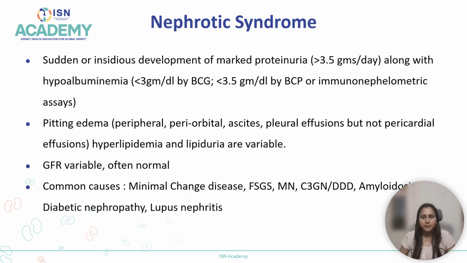Nephrotic syndrome is a pentad of edema, hyperlipidemia, lipiduria, hypoalbuminemia, and proteinuria. Usually, nephrotic range proteinuria constitutes more than 3.5 grams of proteinuria per day. GFR is usually normal or sometimes variable. The common causes of nephrotic syndrome are minimal change disease, focal segmental glomerulosclerosis, membranous nephropathy, C3 glomerulonephritis, particularly dense deposit disease, amyloidosis, diabetic nephropathy, and lupus nephritis.